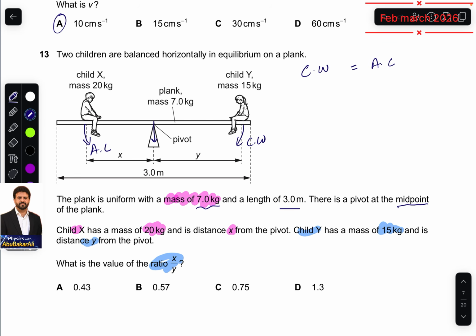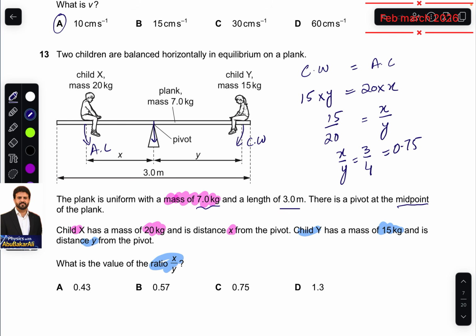Clockwise moment will be 15 into y. I know the moment formula is force into the distance from the pivot point, but even if you write masses on both sides, it will make no difference. You can convert this in terms of weight, 15 multiplied by g, and on the right side, 20 multiplied by g as well. But that will eventually cancel out. So 20 multiplied by x. What I need is x by y. So let the x remain here, y you will bring on the right side, and 15 there, and 20 you will bring on that side. So x by y is 3 by 4, that is equal to 0.75.